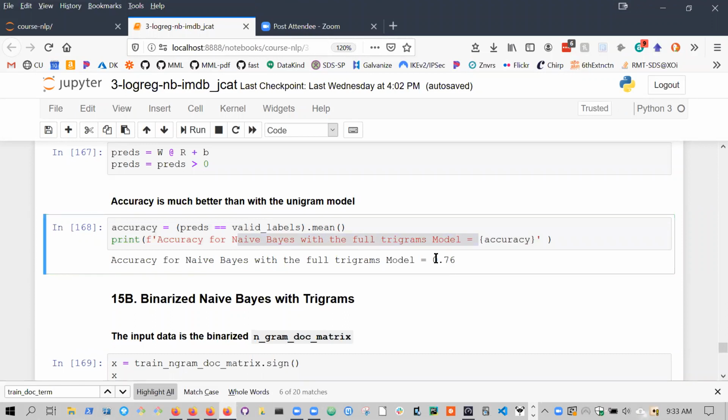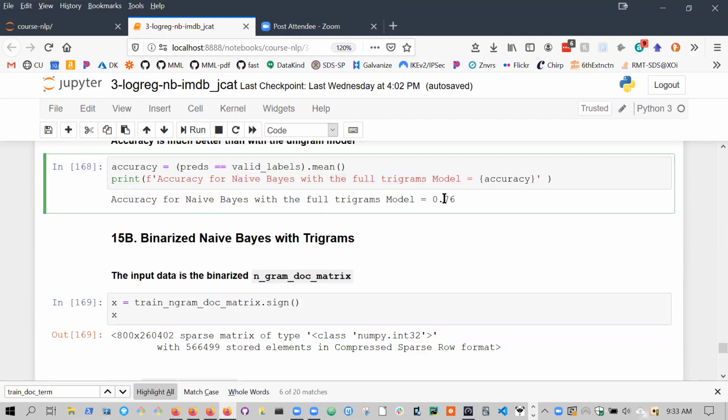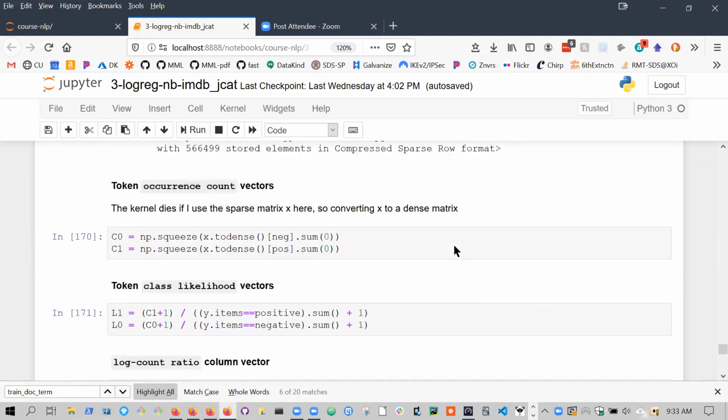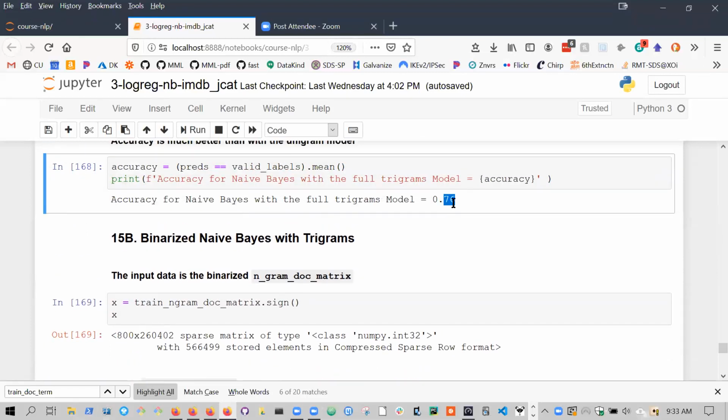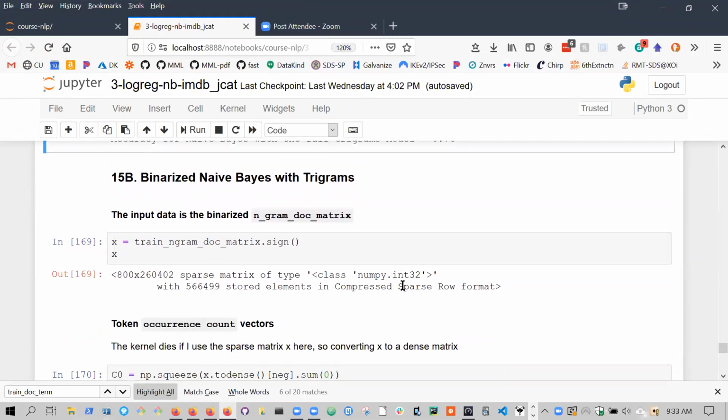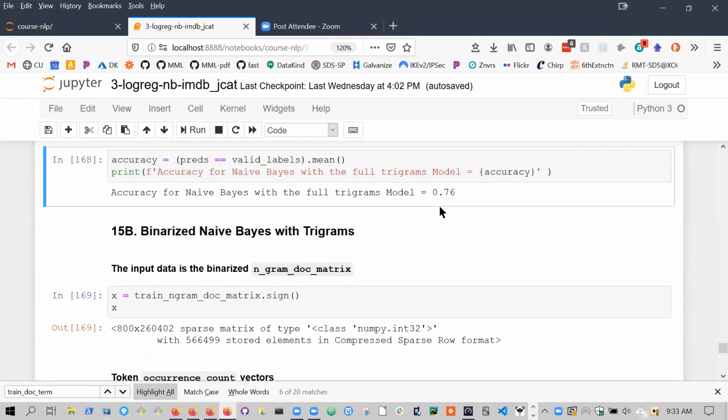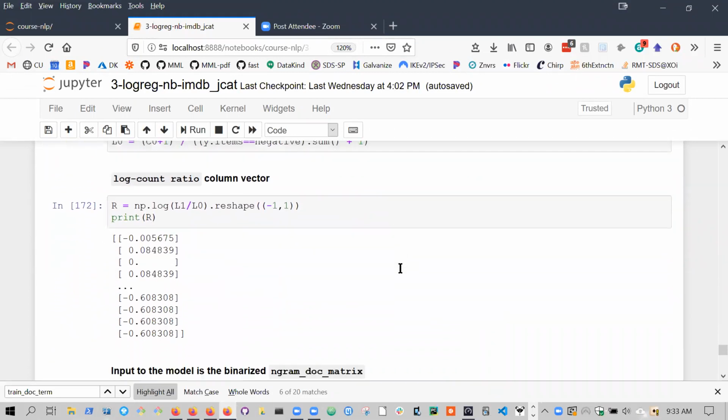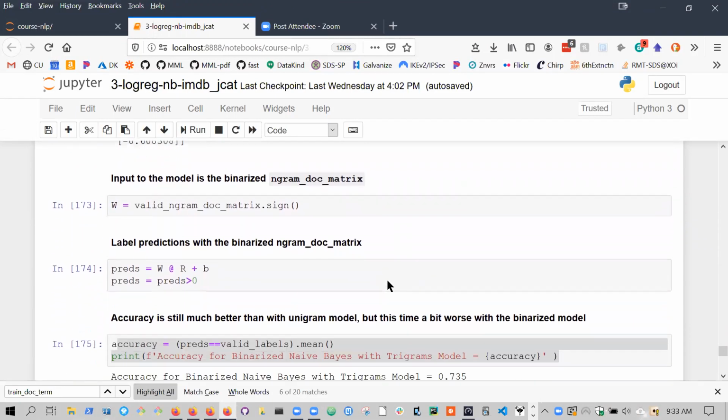Okay, so this is the reverse of what I said before. I get better accuracy when I don't use the binarized version, when I use the full trigram document matrix rather than the binarized version. I get a slightly better accuracy. That's a little puzzling to me, but that's what happened. We got 76% when we don't binarize the n-gram document matrix, and we get an accuracy of 73% when we do.